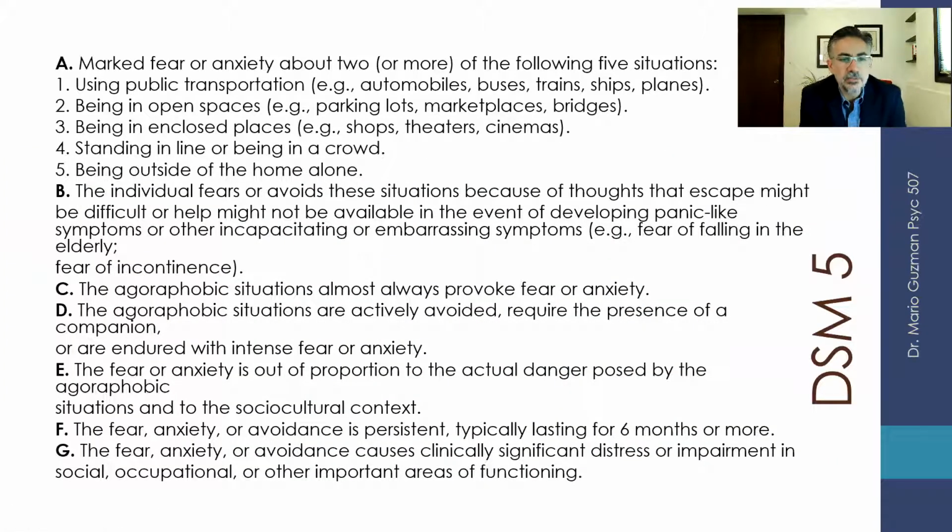The DSM-5 is telling us it's a marked fear or anxiety about 2 or more of the following 5 situations. Number 1, using public transportation: automobiles, buses, trains, ships, planes. Number 2, being in an open space, such as parking lots, marketplaces, bridges. Number 3, being in enclosed places, such as shops, theaters, cinemas. 4, standing in line or being in a crowd. And 5, being outside of the home alone. So that's criteria A. And remember, guys, you need criteria A for pretty much all the disorders in order to diagnose, right? So at least 2 or more of the following 5 situations.